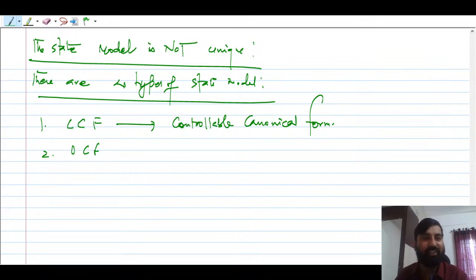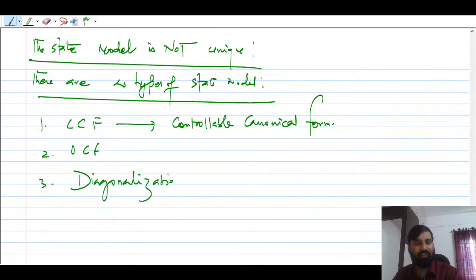You always make mistakes finding the state model from the given differential equation. So now you will not make mistakes, right? There are 4 types of state model. Please remember CCF, OCF, right? And the third one we call diagonalization. I think many people might have studied this diagonalization in matrices, or we call it normal form.